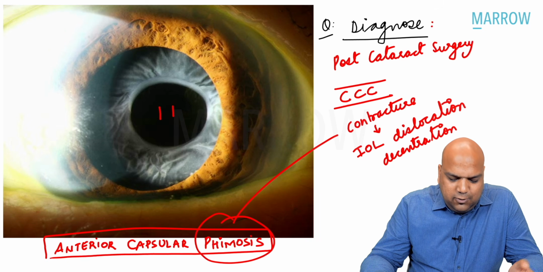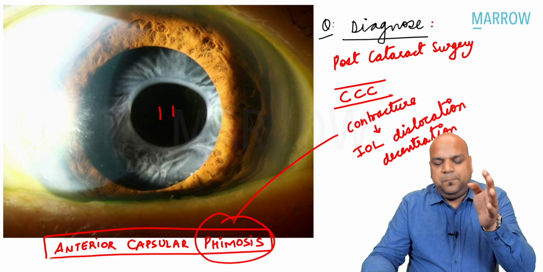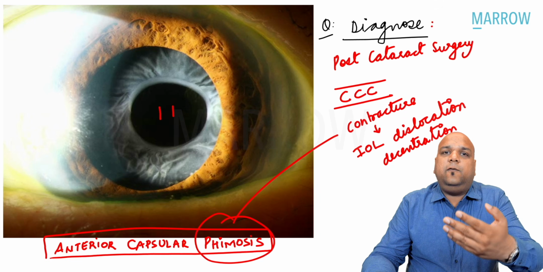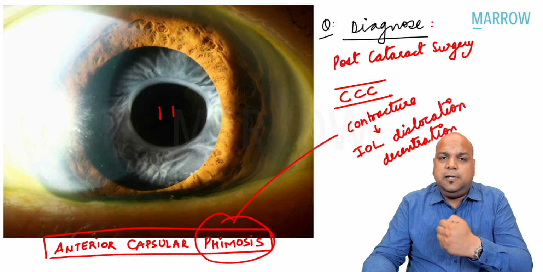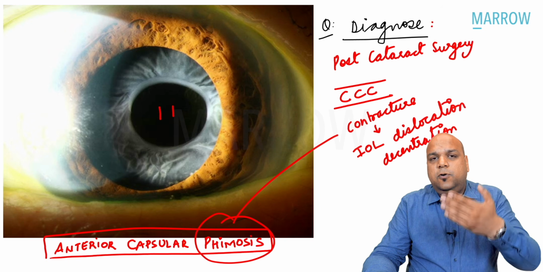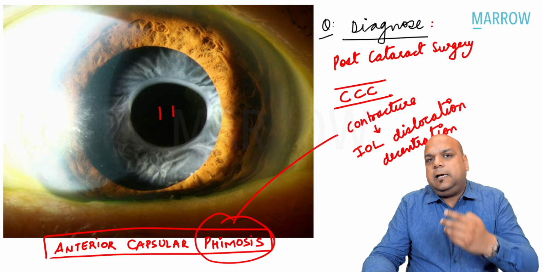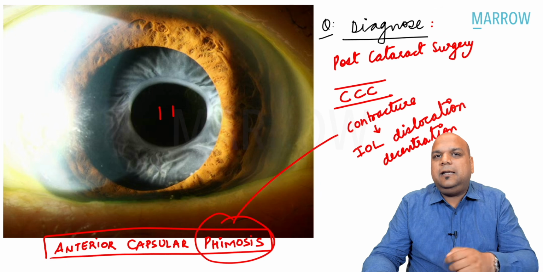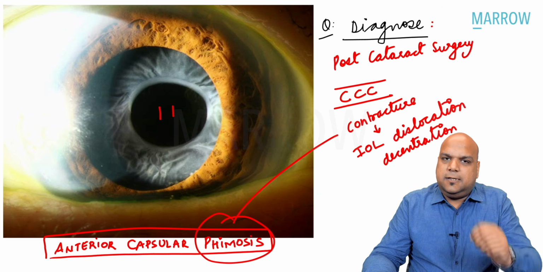All right. So, this is a photograph of anterior capsular phimosis. This is not a very common complication. Usually, the photographs that are asked are of posterior capsular opacification, as has been shown to you. But just to understand, just like there is PC, there is AC also. Just like PC can become opacified, AC can also become opacified. And yes, we do see this, especially in cases done by beginner surgeons.